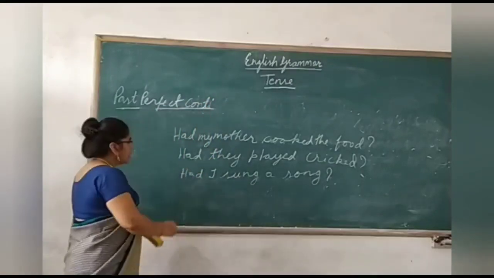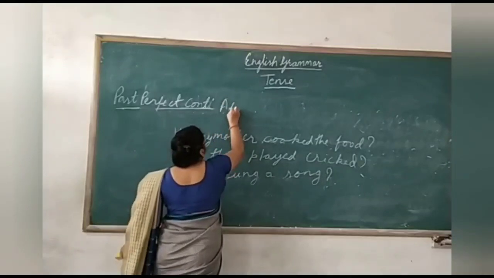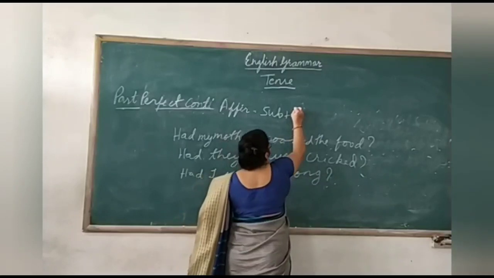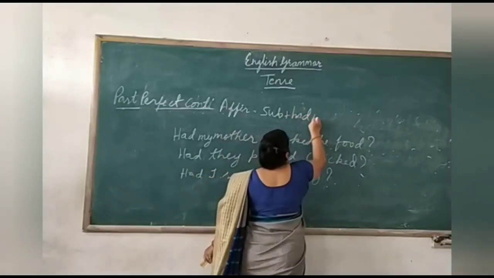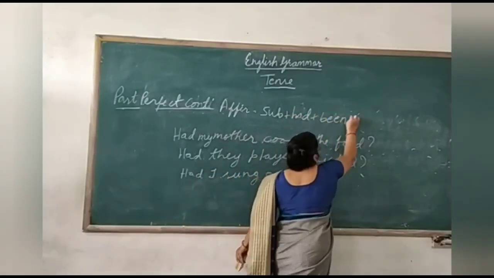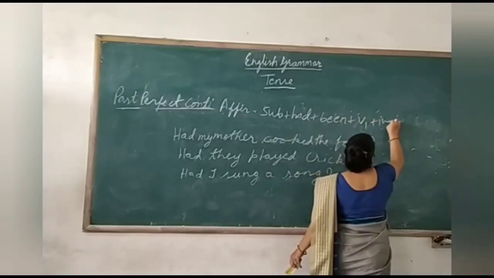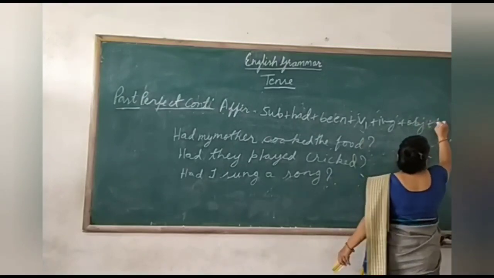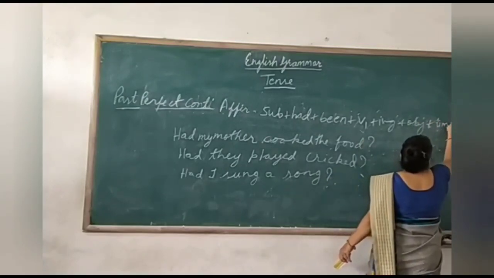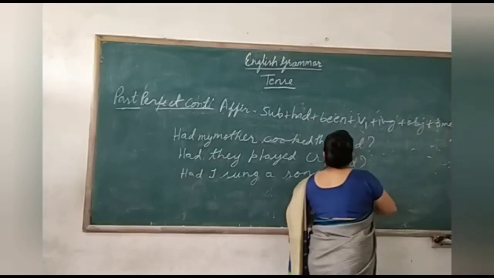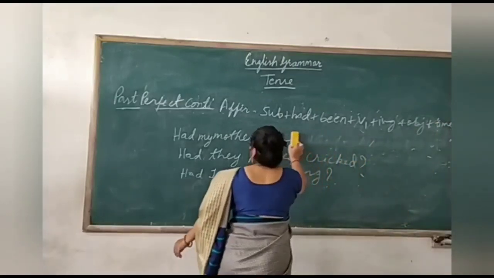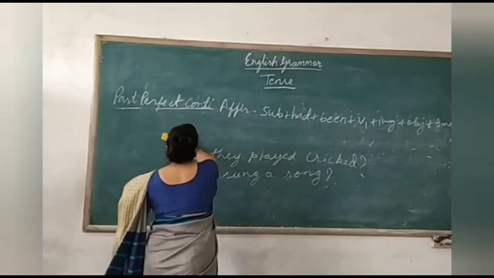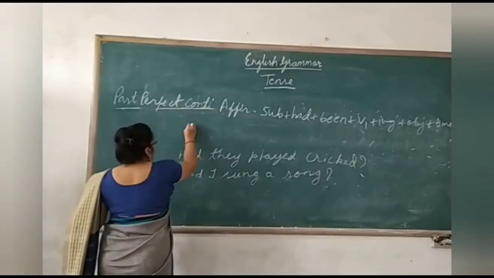See children. Here affirmative structure of this is subject plus had plus been plus V1 plus ing plus object. Here children, you can mention the time also. I'll give you the example how time is used here. So this is the structure, affirmative structure of past perfect continuous. Let us form the sentence with the help of the structure.